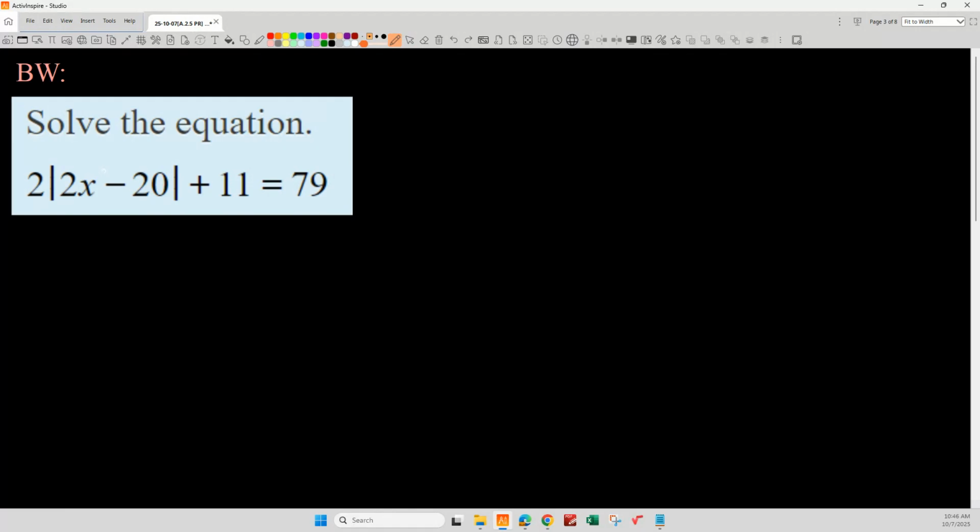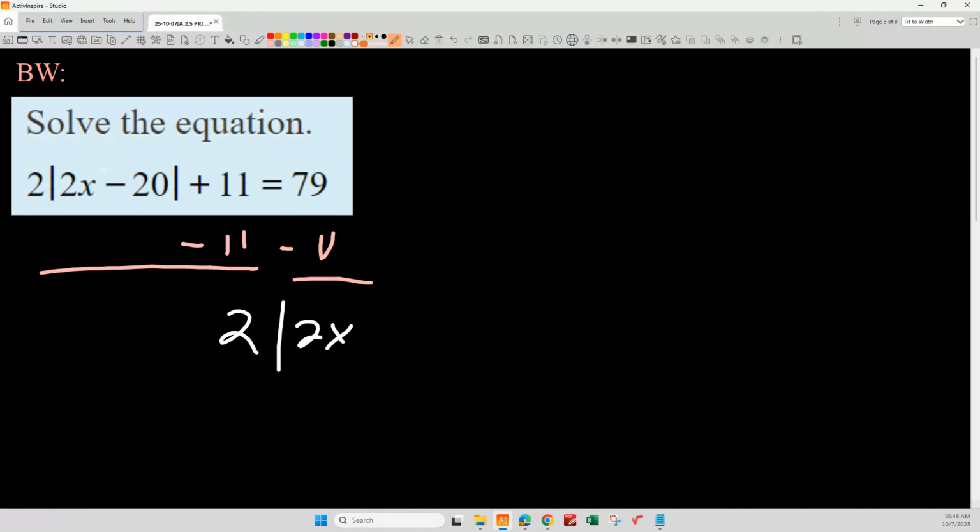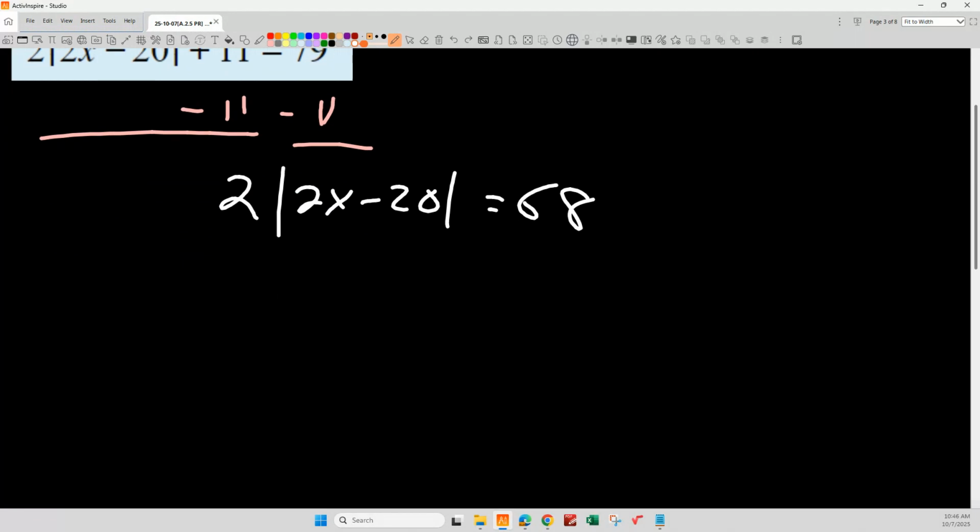We're going to subtract 11, and that all looks good. Then I get 2 times the absolute value of 2x minus 20 equals 68, right? And then we divide it by 2. And all of this stuff is fine because all the algebra we're doing is outside of the absolute value bars, right? That's okay. We just can't do any algebra inside.